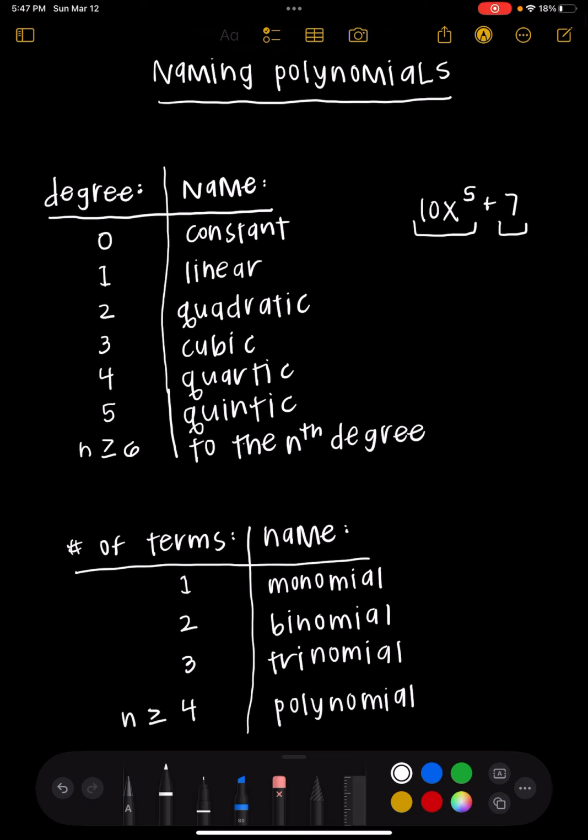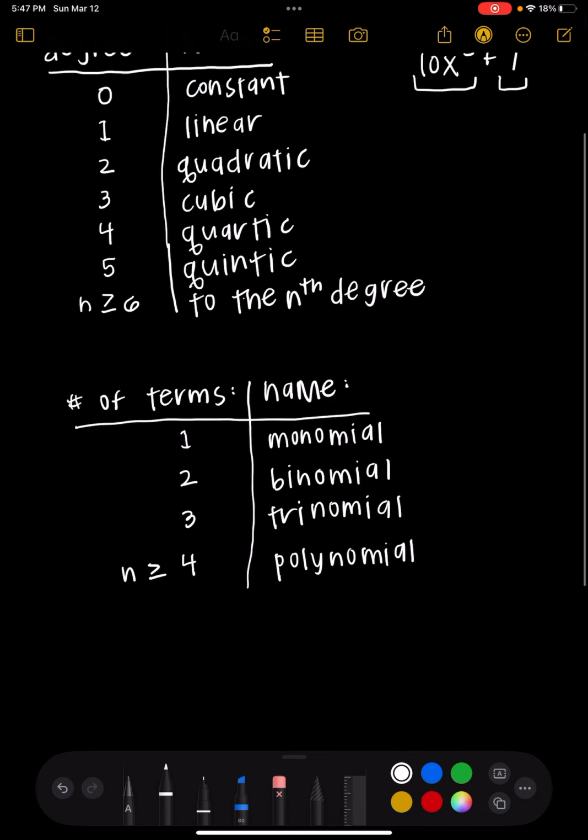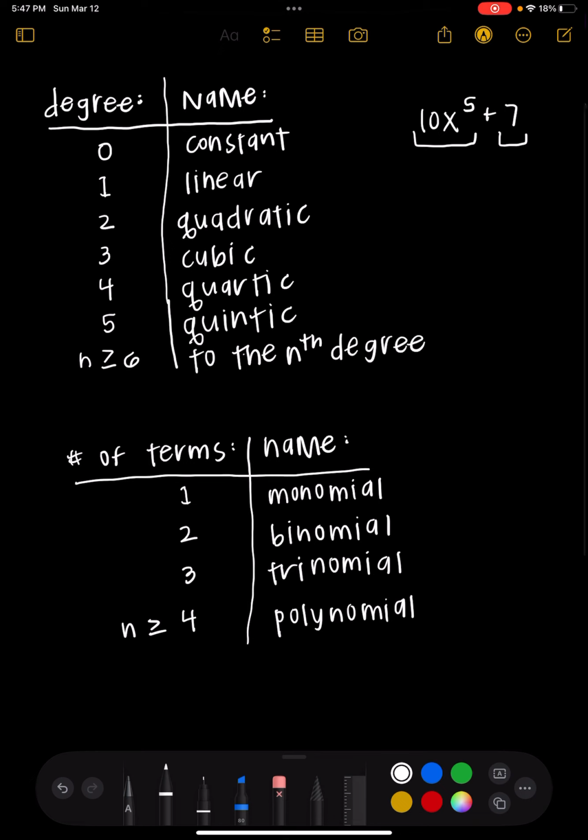So like I said, we're going to name these polynomials by the degree and the number of terms. So for each example we're going to do today, we're going to have two answers. And so let's get started. Let me backtrack and say this. We're going to use these two tables to decide them, the degree and the number of terms. Depending on what the degree is, you have a specific name for it. And depending on what the number of terms is, you have a specific name for it.